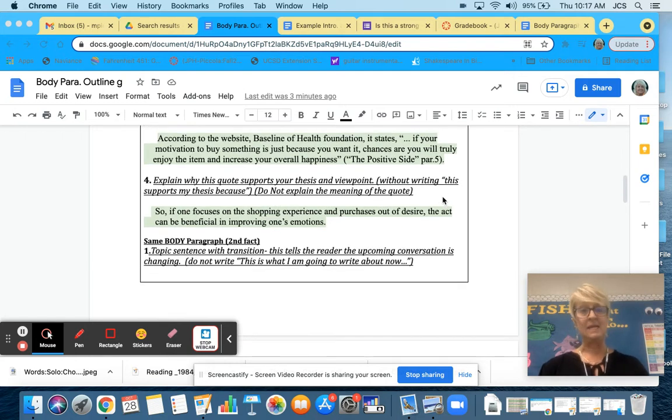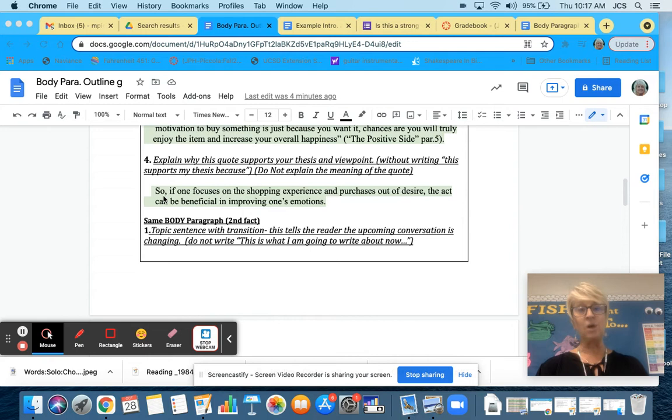My next sentence after the quote is explaining why this quote supports my thesis statement. Please don't write, "This supports my thesis," because you can just explain it. And remember, don't explain the quote, explain why you chose it to support your thesis. So here it is. So if one focuses on the shopping experience and purchases out of desire, the act can be beneficial on improving one's emotions. Remember, that's what I'm trying to prove.